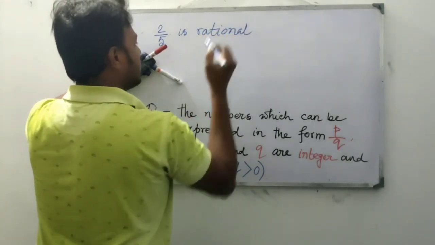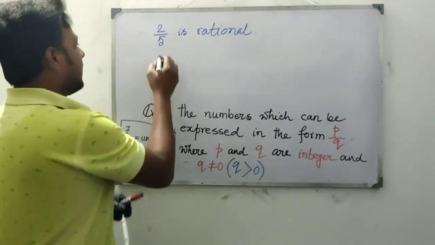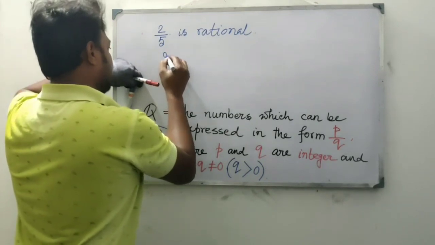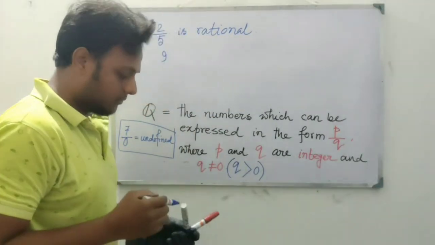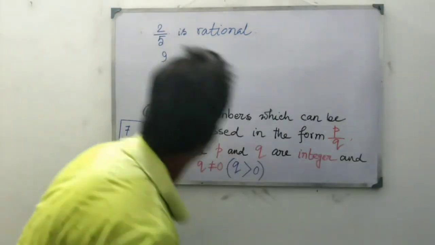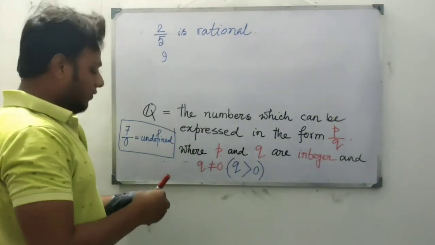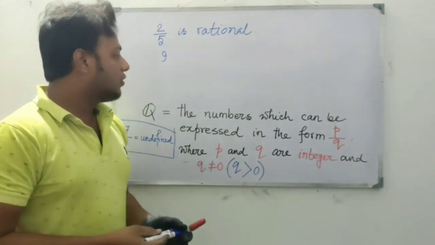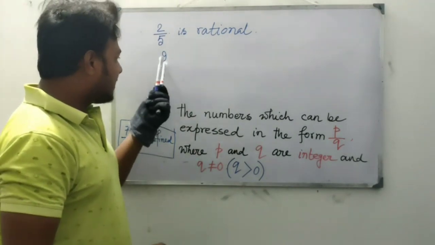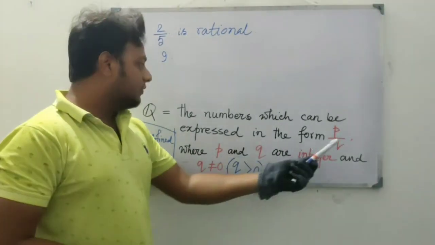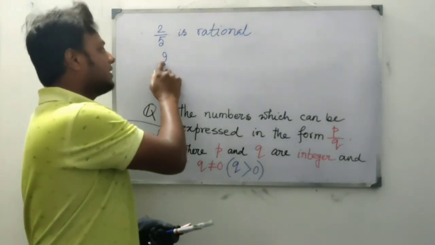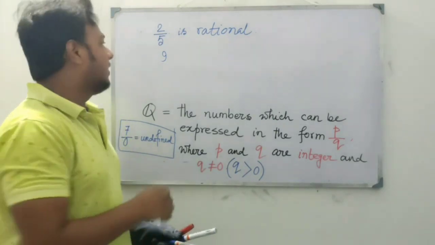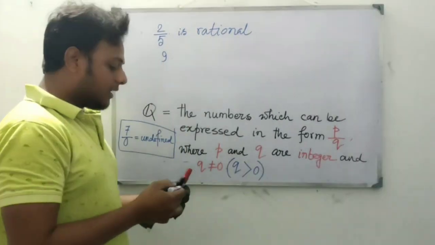Rational number. Okay. So what about 9? If I consider the number 9, then what about 9? Is it rational or irrational? Yeah. So what is the definition? If we can express this number 9 in the form p by q, so we have to try to express this number 9 into the form something by something. If it is possible, then we can say that it is a rational number.